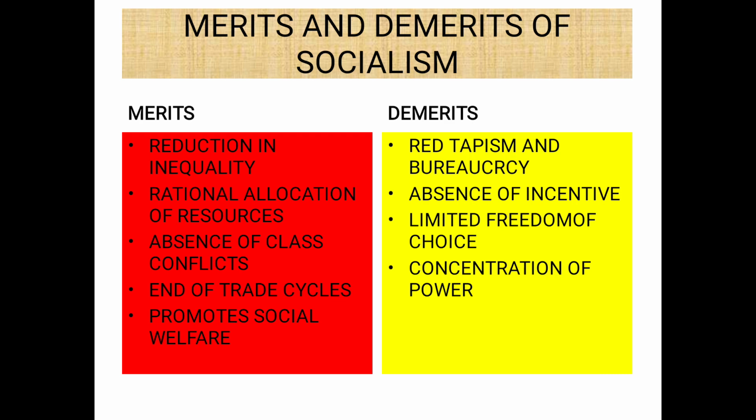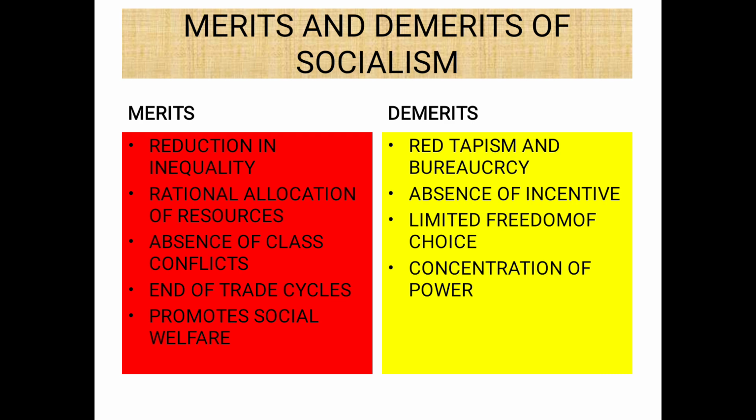Next one, end of trade cycle. The planning authority takes control over the production and distribution of goods and services. In a trade cycle, you can have boom, recession, and depression. Planning authorities take control over production and distribution, because the resources are owned by the government, so they know what they are supposed to produce and what goods and services have to reach the people. So economic fluctuations can be avoided.